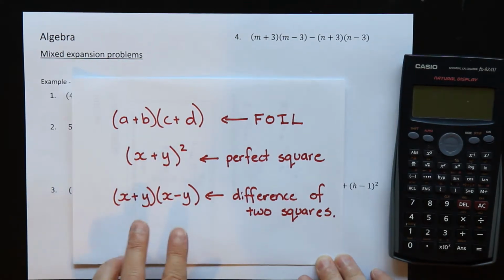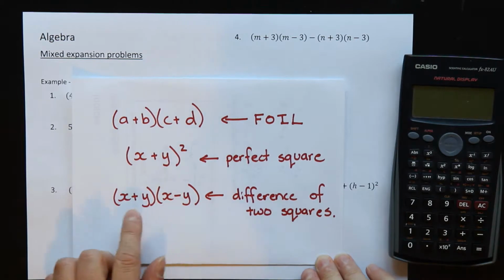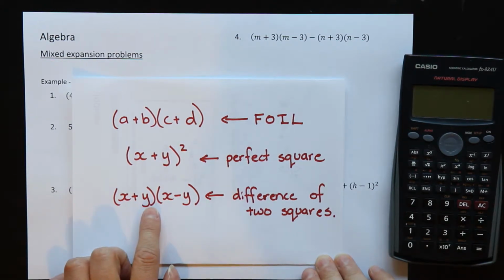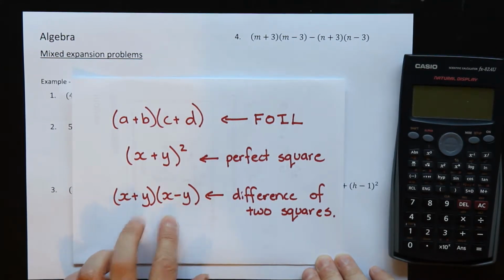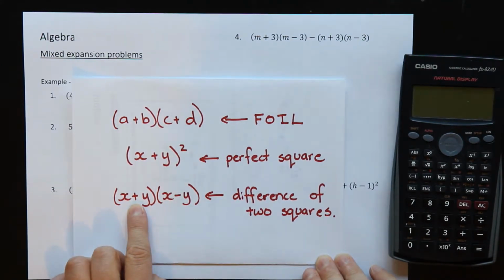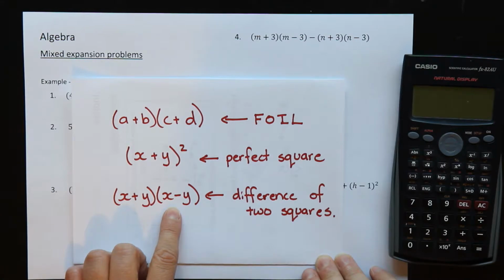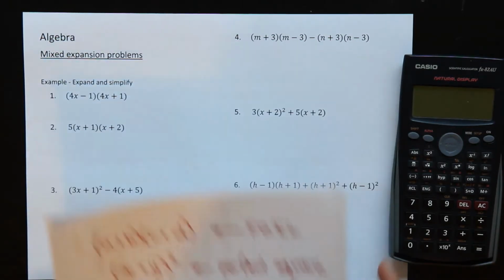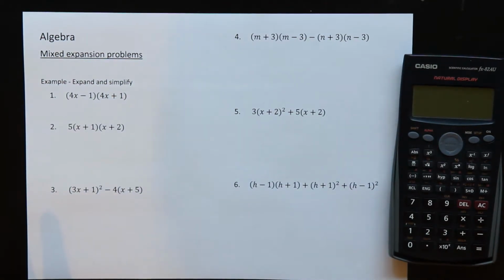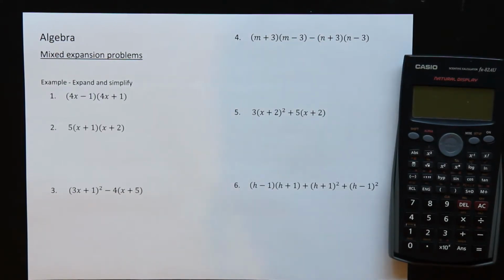And then after that, we learned about the difference of two squares, which is when we have two brackets that look pretty much the same. They are exactly the same, except one has a plus sign in between and one has a minus sign in between. So today we're going to do some questions that involve each of those different types of expansion, and we will need to work out which type of expansion to do when. So let's have a look at these questions.